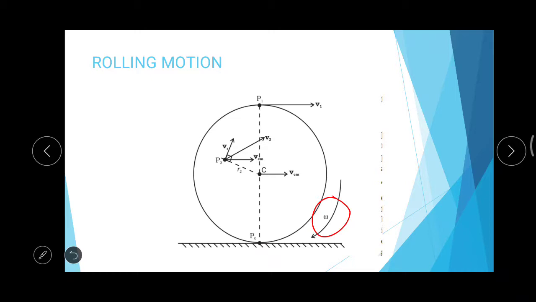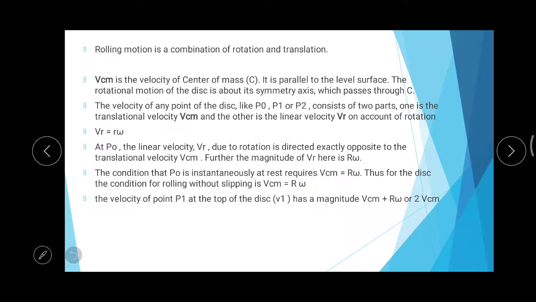and the center of the mass is moving with velocity vcm. So here the translational velocity will be vcm. The translational velocity of this rolling motion is vcm, that is the velocity of the center of the mass. Now, as we have said, the rolling motion is the combination of the rotational and translational motions.